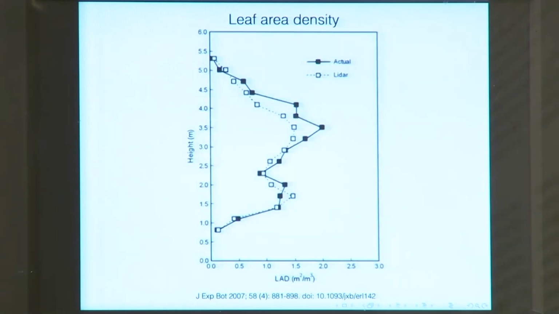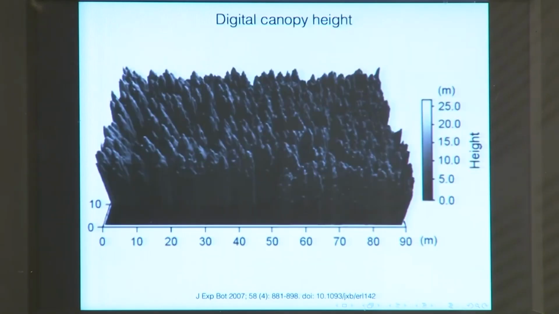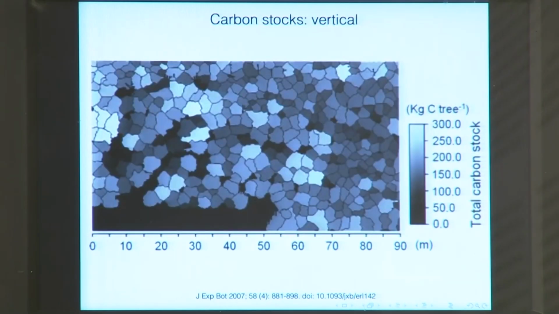Next, you can figure out the leaf area density, because the leaf area density impacts the amount of energy that is being used by the plants. So, you can figure out the leaf area density using LiDAR. You can construct a digital canopy height model as we saw before, and this digital canopy height model together with the information of the canopy structure can be used to figure out the carbon stocks that are present in your forest.